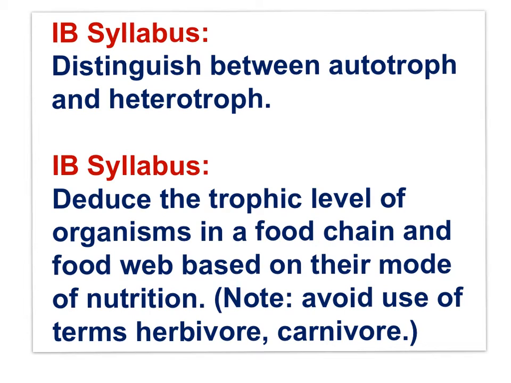And more IB syllabus statements that by now should be familiar to you. Distinguish between autotroph and heterotroph. Deduce the trophic level of organisms in a food chain and food web based on their mode of nutrition. Avoid the use of herbivore and carnivore.